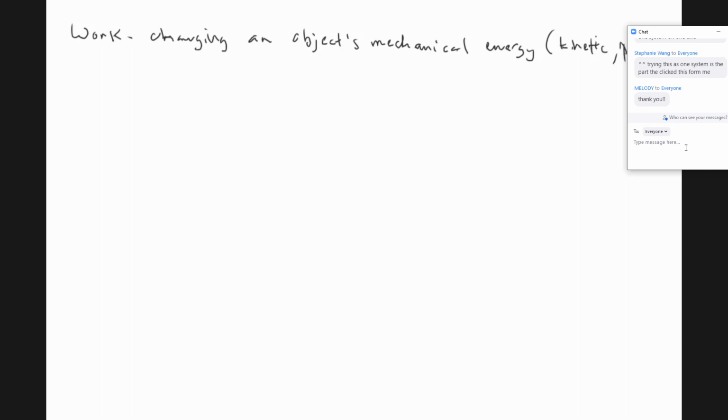Work is simply changing an object's, oh my god, can't spell, mechanical energy. So when we talk about mechanical energy, we're talking about kinetic and potential. Okay.